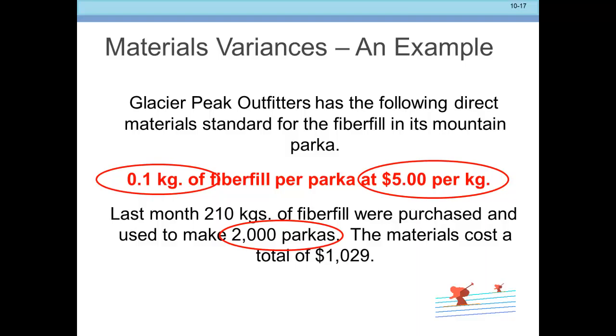Sure. Now, what's the actual amount of material used? I think I'm getting this. It would be 210 kilograms. You got it. Now, what did the material actually cost us? The 210 kilograms of material cost $1,029. Good job. Now, let's calculate our quantity and price variances.